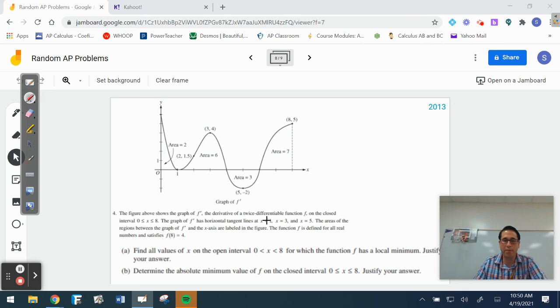It's a graph of f prime. Remember, that's very important to make sure you pay attention to. It's twice differentiable on the closed intervals. Maybe they'll ask us about a mean value theorem. I don't know. Let's keep going.